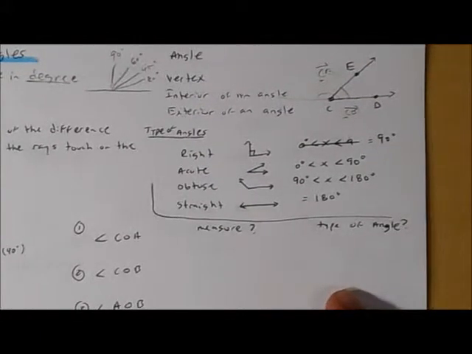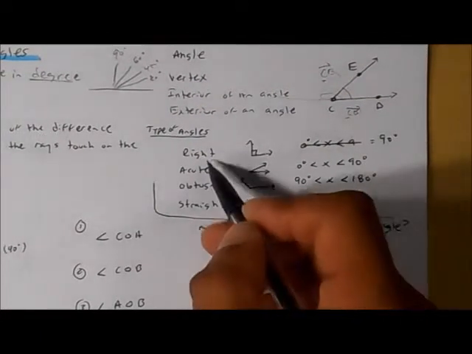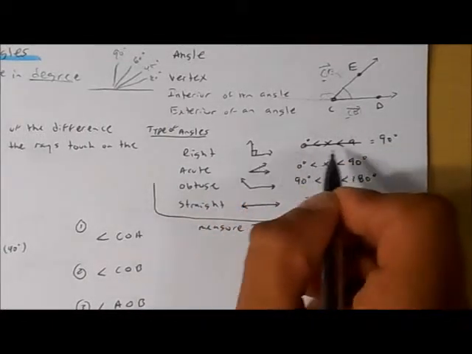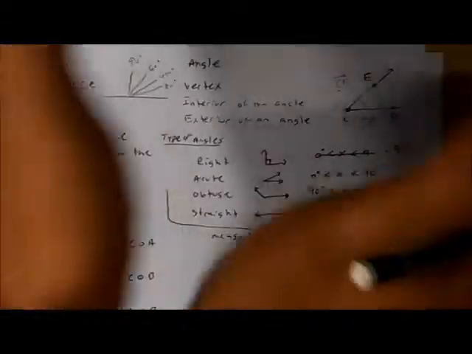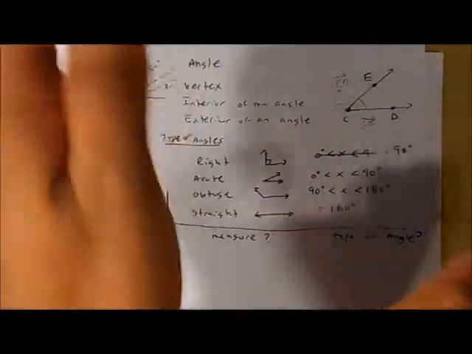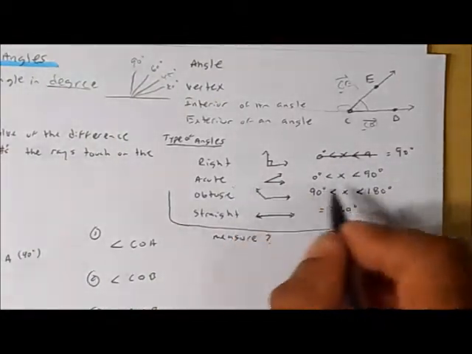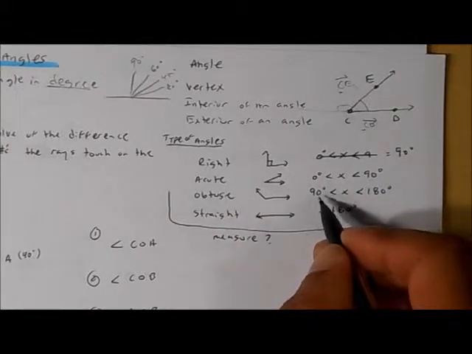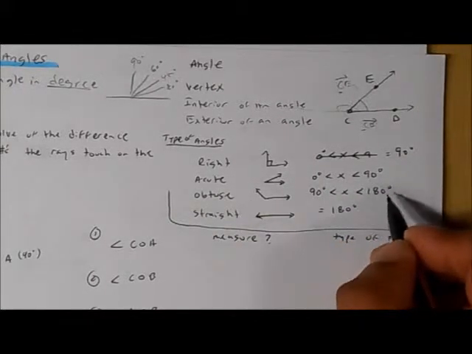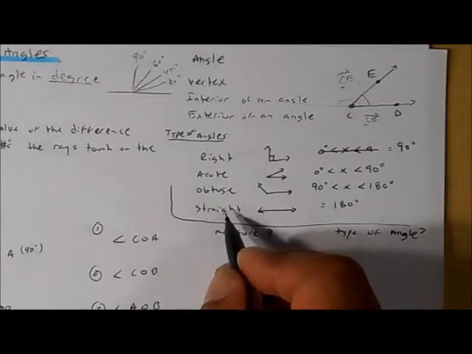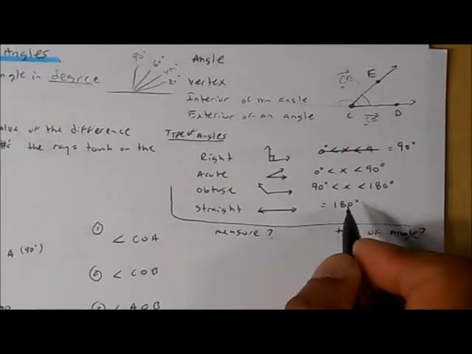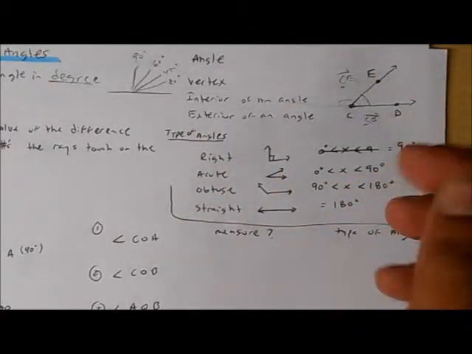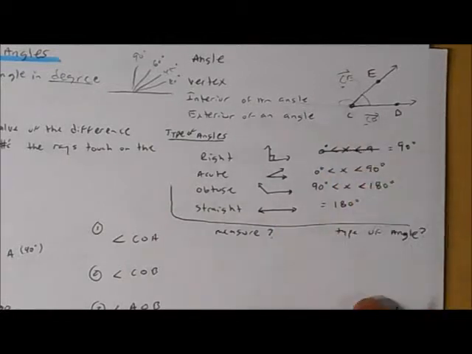Oh, and the various types of angles that you may be familiar with are right, acute, obtuse, and straight. A right angle has 90 degrees. Acute is anything more than 0 degrees and less than 90. Obtuse is more than 90 degrees but less than 180 degrees. And a straight angle is 180 degrees. And as you know, a circle has 360 degrees in it.